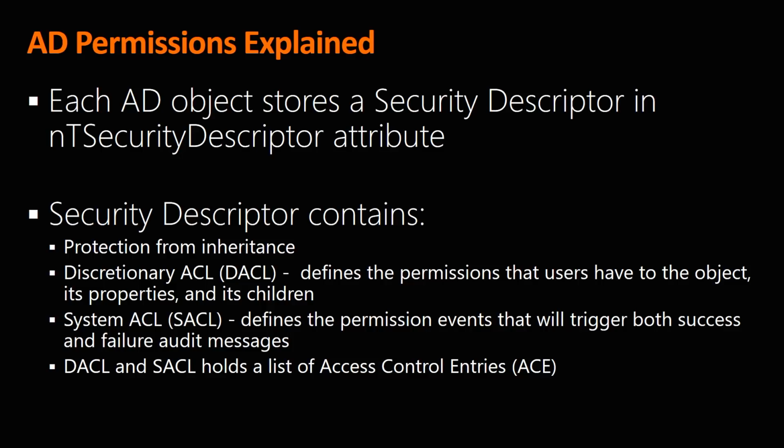Then we have DACL, which is an access control list that consists of ACEs, which define the permissions the user has to this object. Then we have the system access control list that also consists of access control entries that define the permission events that will trigger both success and failure audit messages. So, things that would be recorded in the security event log.